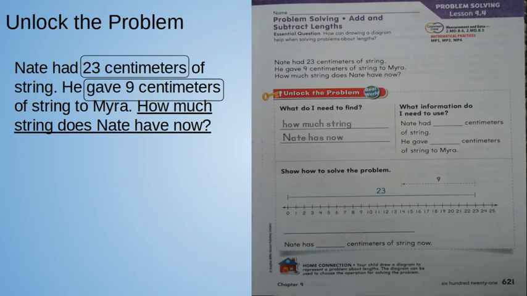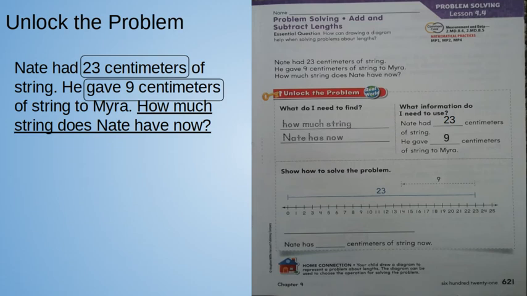Let's take a look at what we need to fill in. Unlock the problem. What do I need to find? How much string Nate has now? I got that information from the question. What information do I need to use? Nate had blank centimeters of string. Well, I've already boxed up my key information, so I bet the answer is in my boxed up information. 23 centimeters. He gave blank centimeters of string to Myra. There's that keyword gave, 9 centimeters.